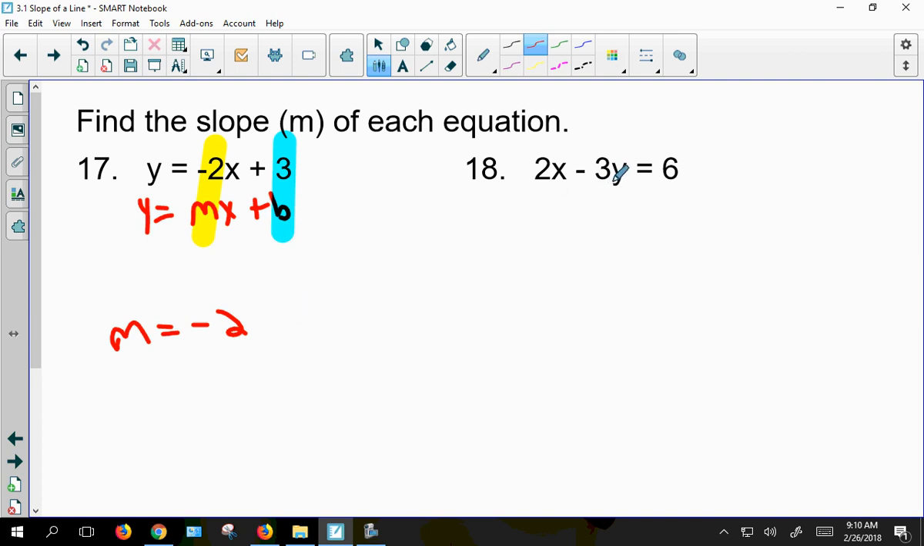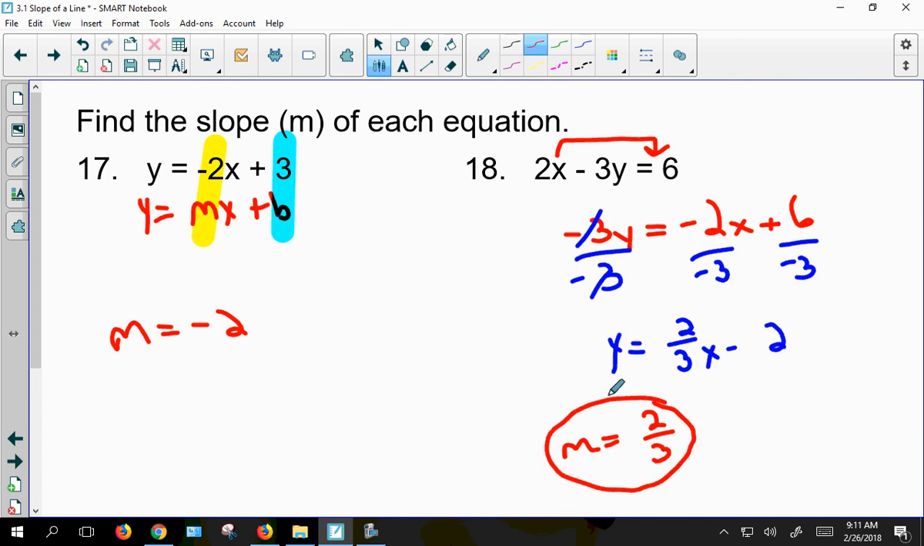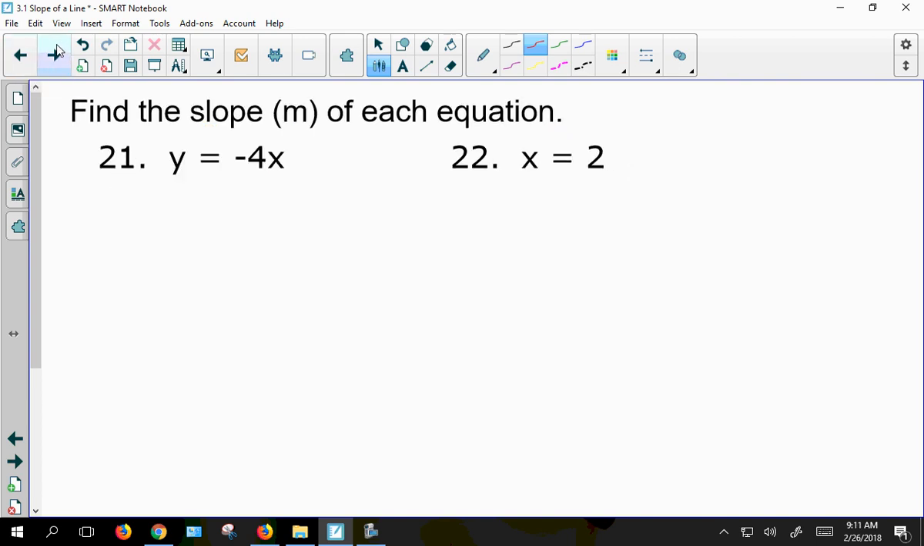Now over here, I don't have my y isolated. So I have to move my x over here, and it goes in front of the 6. -3y equals -2x plus 6. When you move something to the other side, it becomes the opposite sign. Now I divide everything by -3. These become 1. y equals 2 over 3x minus 2. So my slope here equals 2 over 3, not 2 over 3x. Okay.